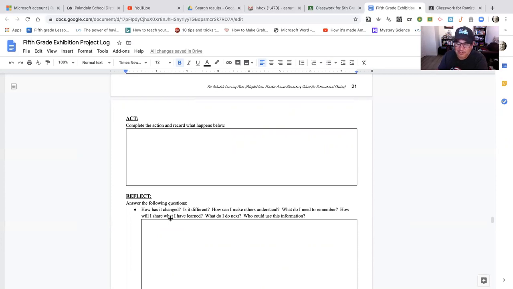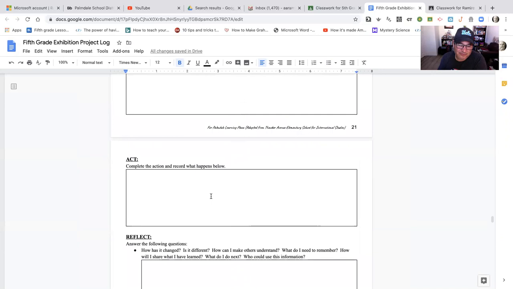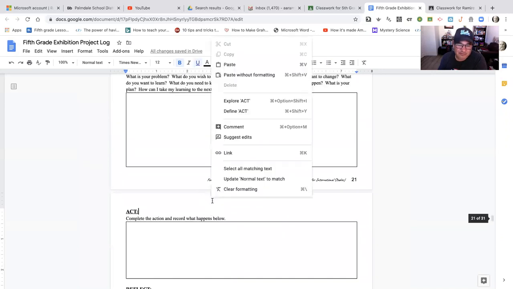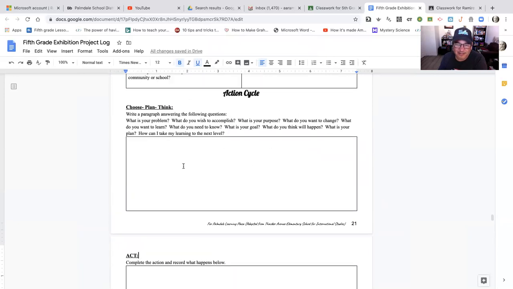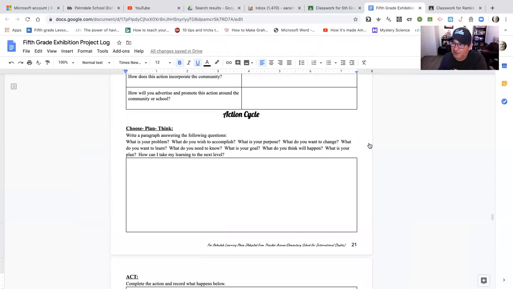Do you think that you can make other people understand this? What's something that is not the same anymore once you've performed this action? Did it actually change, or do I need to share the information with other people to continue the action cycle? So it's not something that is a final reflection. It's a reflection right here for this piece where you chose what you're going to do, and then you acted on it, and then you think about that part, you reflect on it. So that's just part of the action cycle.